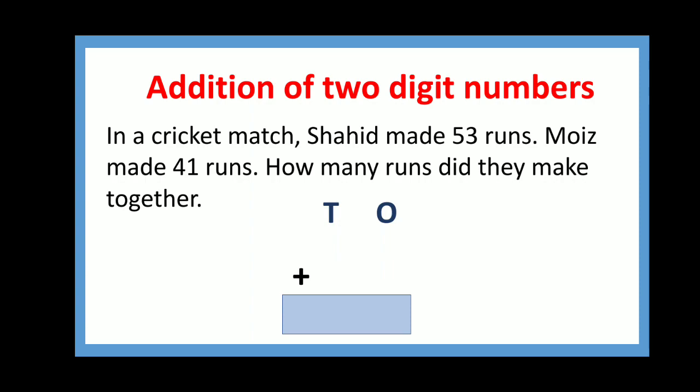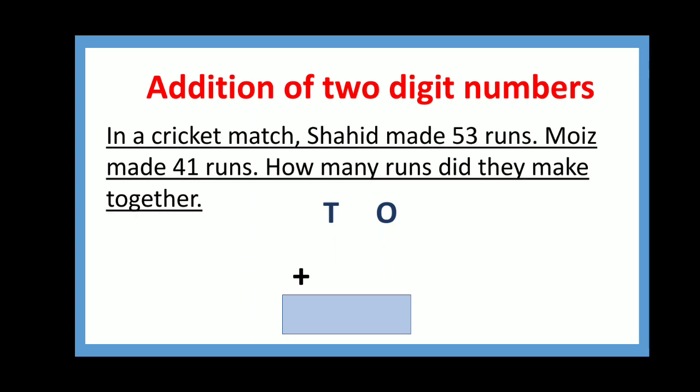So in this problem, Shahid made 53 runs and Muiz made 41 runs. The question is to know about the total runs that they made altogether. So let's add these numbers. 3 plus 1 is equal to 4 and 5 plus 4 is equal to 9. 53 plus 41 makes the number 94. It means they made 94 runs altogether.